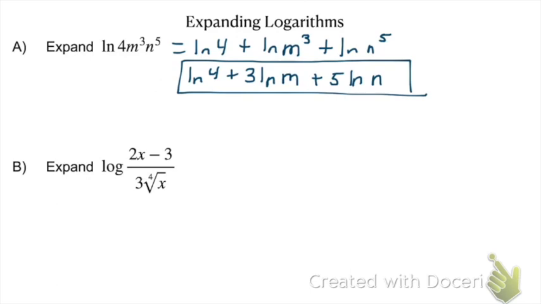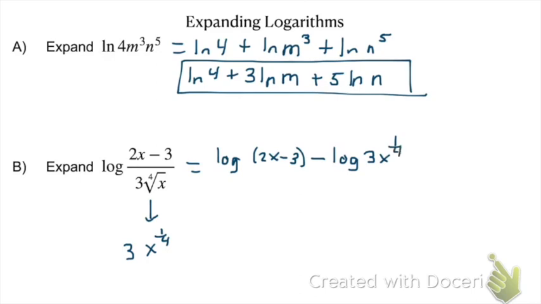For part B, we are doing division. So this is the same as log of 2x minus 3. Don't forget those parentheses around the 2x minus 3, minus the log. And I'm going to change the way this is written. This is the same as 3x to the 1/4. I'm going to rewrite it that way, minus log of 3x to the 1/4. That second piece, that log of 3 times x to the 1/4, we can use the product property on. I'm going to use a bracket here, so this is log of 3 plus log of x to the 1/4.